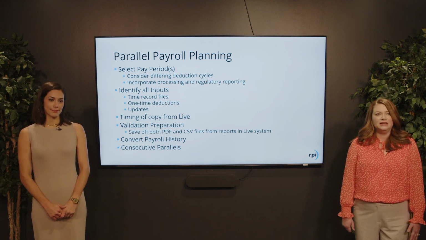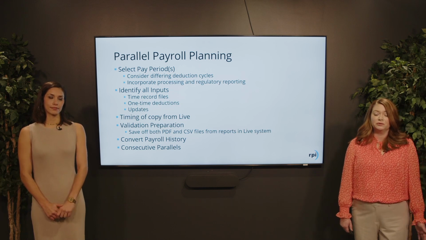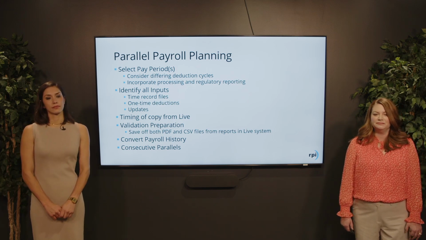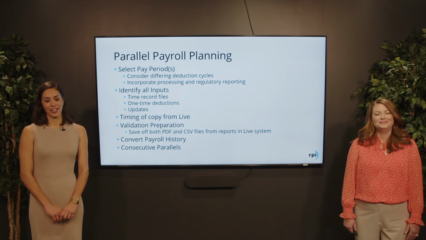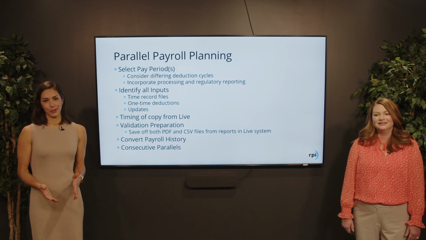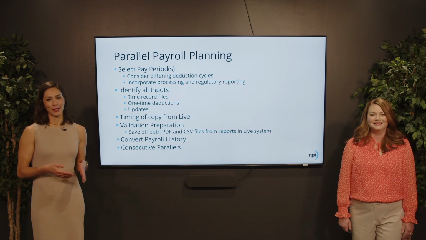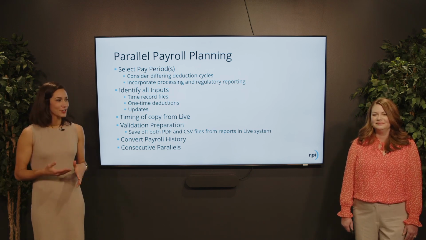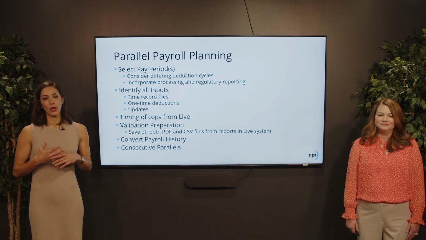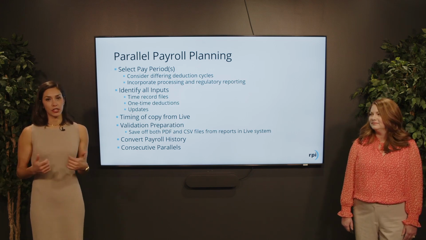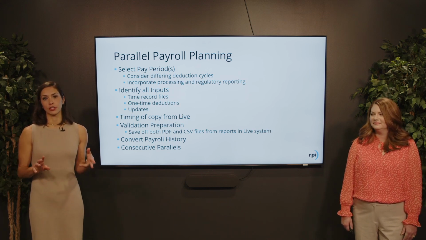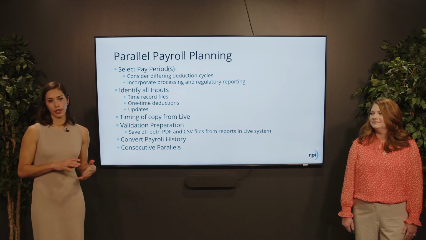Another item that you need in order for your parallel to be successful is a successful payroll history conversion. That's going to be a critical first step in making sure that your parallel goes smoothly. And then last up here we have consecutive parallels. In a perfect world, you would be able to run 2 consecutive parallel payrolls in your test system during the project. But as we all know, we find a lot of issues in our parallel payrolls. So we recommend, if possible, it would be really great to get 2 consecutive parallels in. That way you can check out your absence accruals and your descending balance deductions, and make sure that's all flowing correctly.